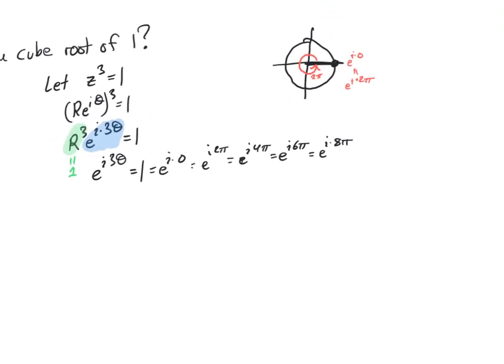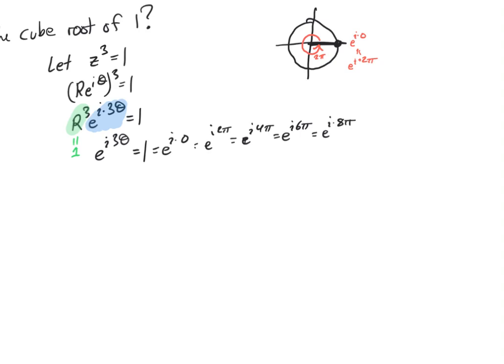So let's pick one of these values. We already did this one. This gives me that one of the cube roots, e to the i times 3 theta 1 is equal to e to the i times 0, and that implies 3 theta 1 equals 0, that implies theta 1 equals 0, and that implies that z is equal to e to the i times 0, which is simply equal to 1 by the normal rules of algebra that we learned a long time ago.